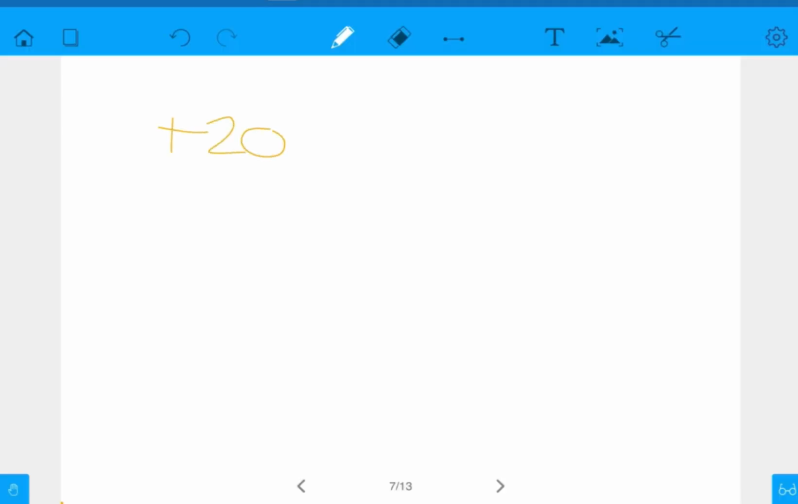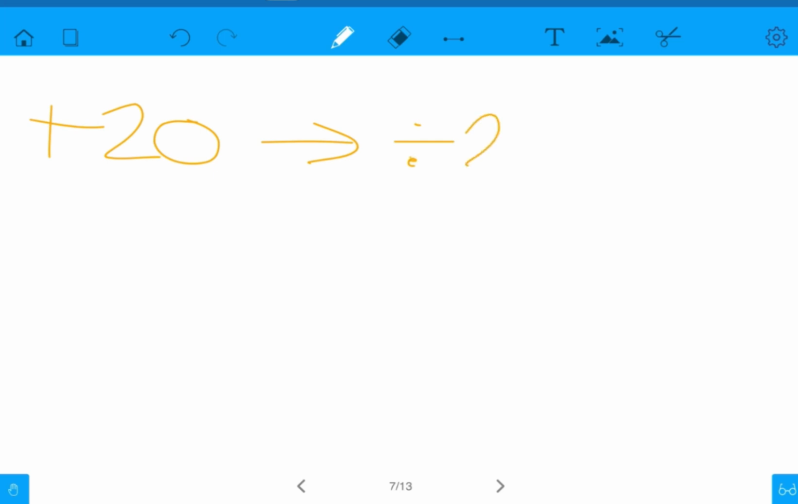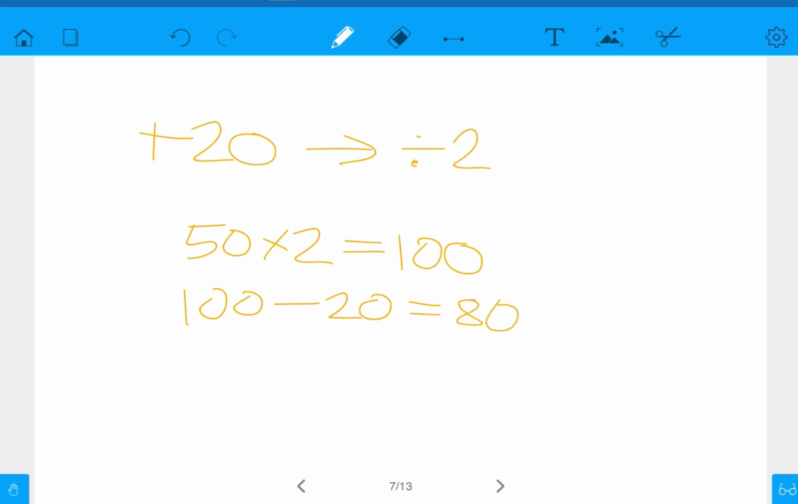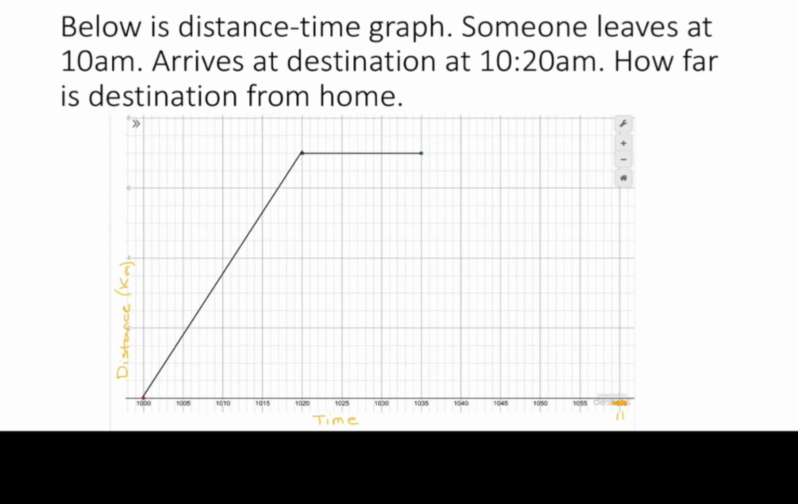The rule for this one is add 20, then divide 2. And to get the first term, we just go in reverse. So 50 times 2, and then we do 100 minus 20. And the answer is 80.